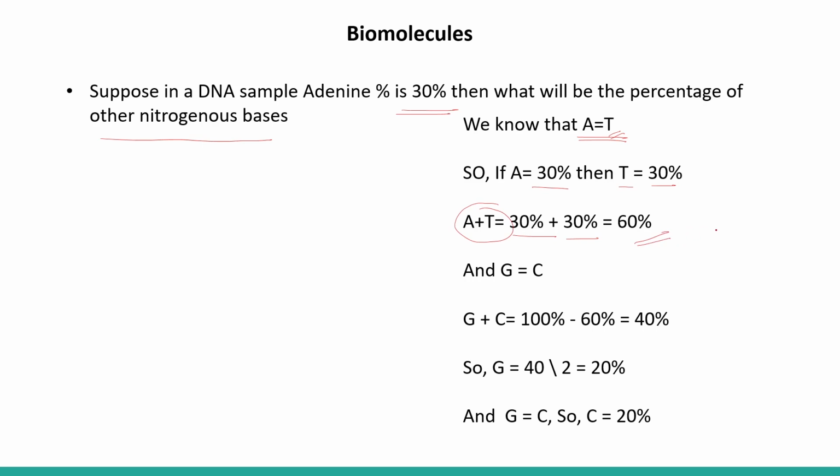So in that DNA sample, the rest out of 100 will be what? G and C. So in total we have A and T at 60%. Then what is left? 40%. So G plus C means 100% minus 60%, that is 40% is G plus C. And G is equal to C, as A was equal to T. So the total percentage of G and C is 40% and they are equally present. So 40 divided by 2, 20%. G is 20% and G is equal to C, so C will also be 20%. So with the help of this rule, you can find out the percentage of nitrogenous bases present in a sample.